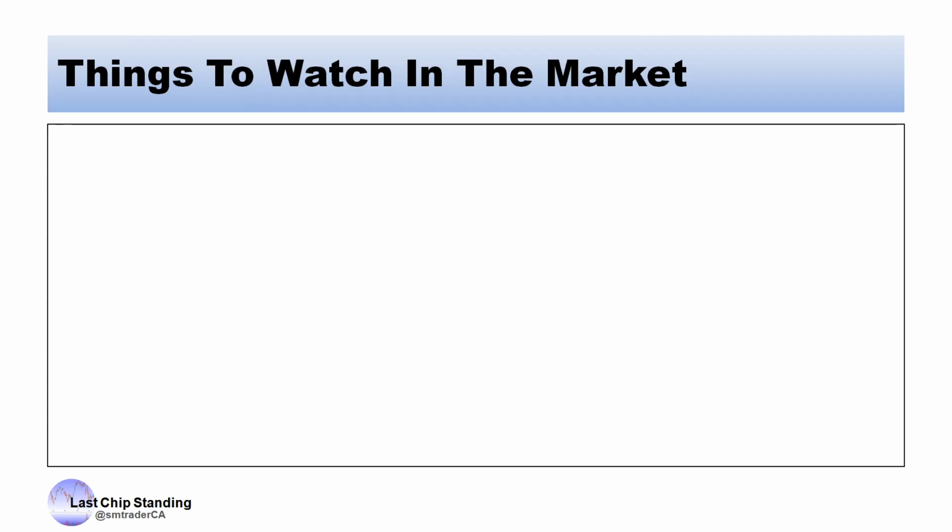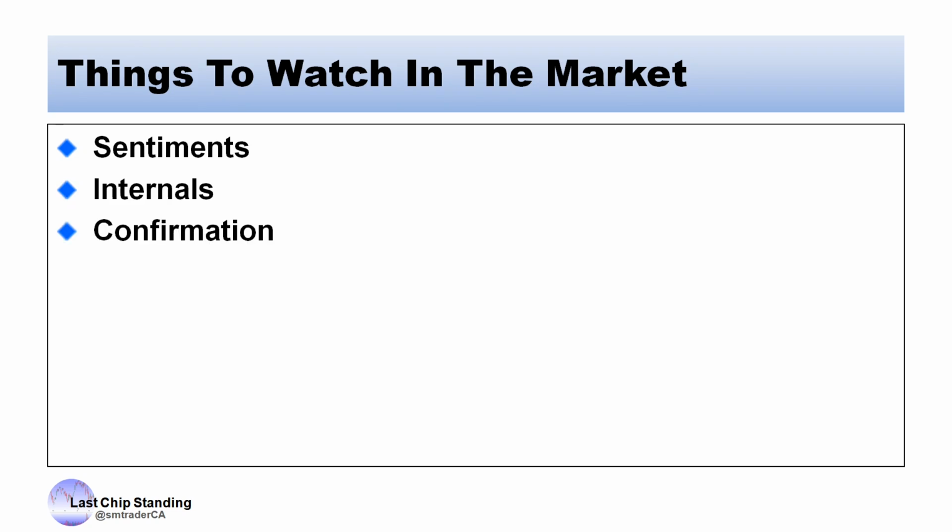The things that we need to know when we are monitoring the market are the sentiment, the market internal or the market vital sign, and confirmation. I will go through each one of these categories and show you the indicators that are associated with them.